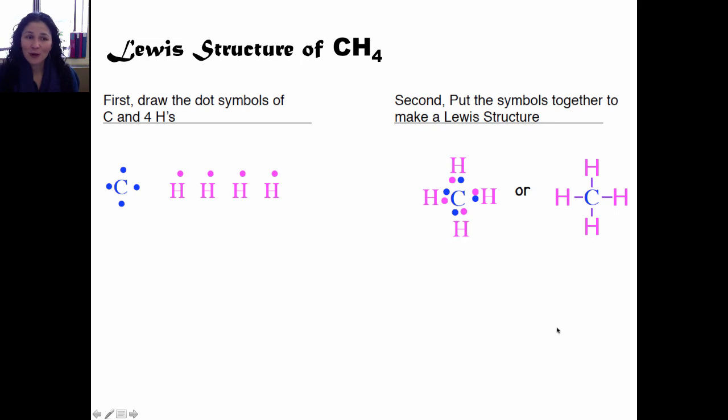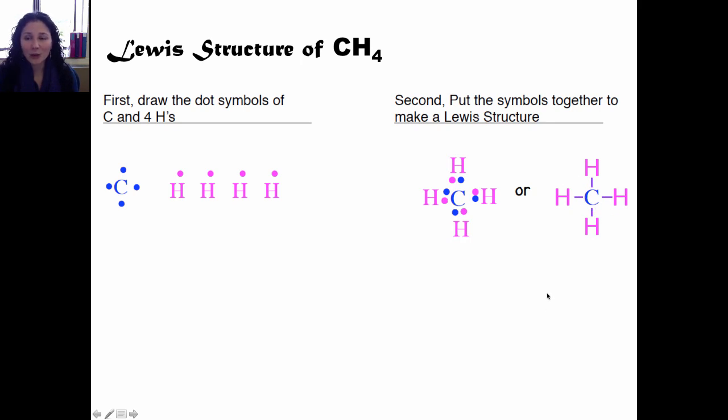The other rule that's really useful to know is that you want to make sure that you have the same number of electrons in your Lewis structure as you started with. So over here we started with 4 from carbon and 4 from hydrogen, so 8 total. That means we should end up with 8 in our Lewis structure, and we did: 2, 4, 6, 8.